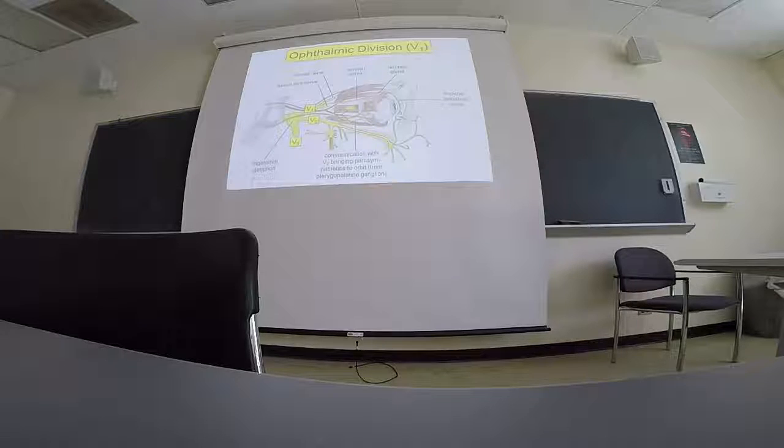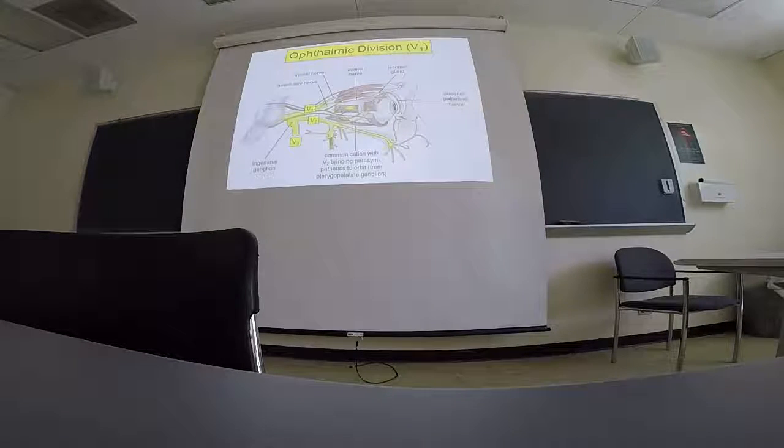Okay, and here's just another picture of the same thing. So you can see V1 going into the orbit here, changing its name to the frontal nerve, the nasociliary nerve, the lacrimal nerve, being the three main branches you'll see today from V1.